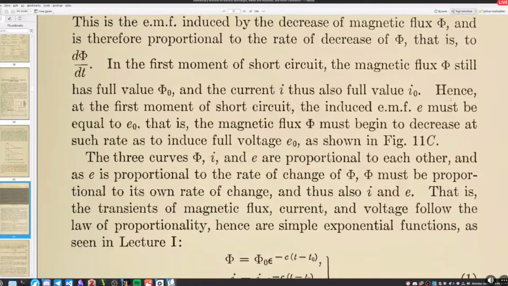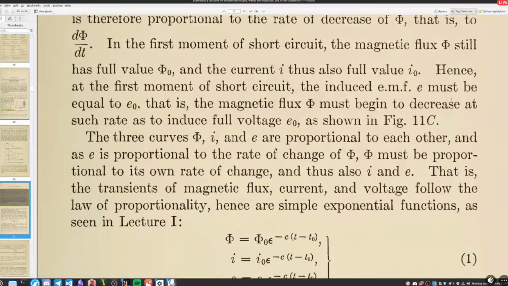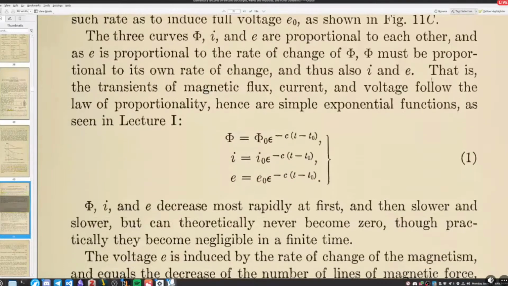The three curves of phi, current, and E are proportional to each other, and as E is proportional to the rate of change of phi, phi must be proportional to its own rate of change, and thus also I and E. That is, the transients of magnetic flux, current, and voltage follow the law of proportionality, hence are simple exponential functions as seen in lecture 1.